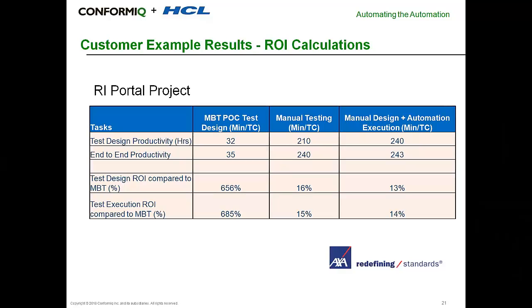We wanted to talk ROI. Here's another example. What you're seeing is some great results. The one thing you can't do is say that we're going to do manual and we're going to do Conformiq at the same time, because you're duplicating effort. You have to make that transition, but we'll help you do that. The idea is that once you've made that transition, you're going to see, again, major efficiency gains.